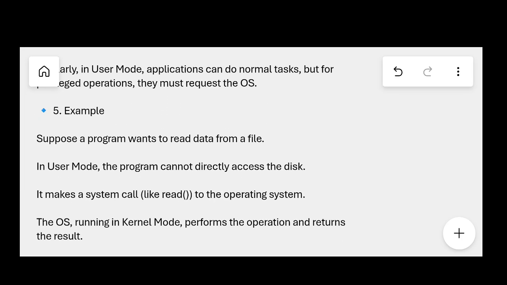Now see an example. Suppose a program wants to read data from a file. In user mode, the program cannot directly access the disk. So it makes a system call like read. The operating system, which runs in kernel mode, reads the file and sends the data back to the program. So basically this way security and stability are always maintained.